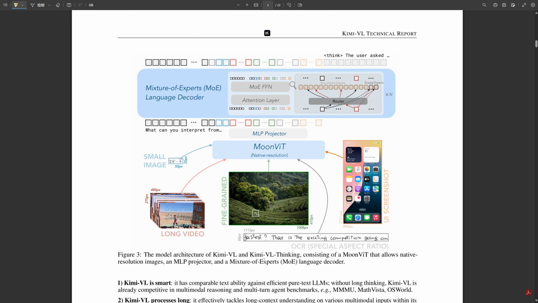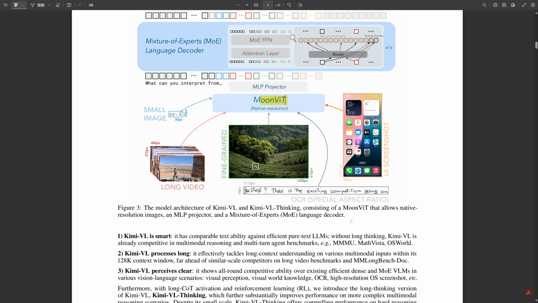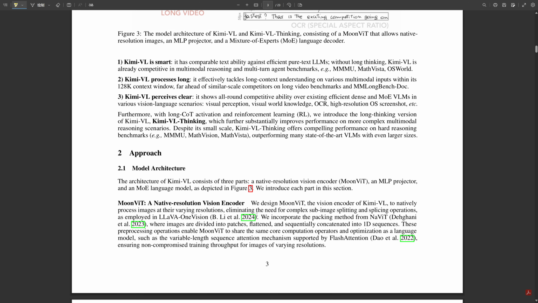Now, MoonViT goes a different route. It processes images at the original resolution, which seems a lot more straightforward. But how do they manage to do that efficiently? I mean, those high-res images can be huge.